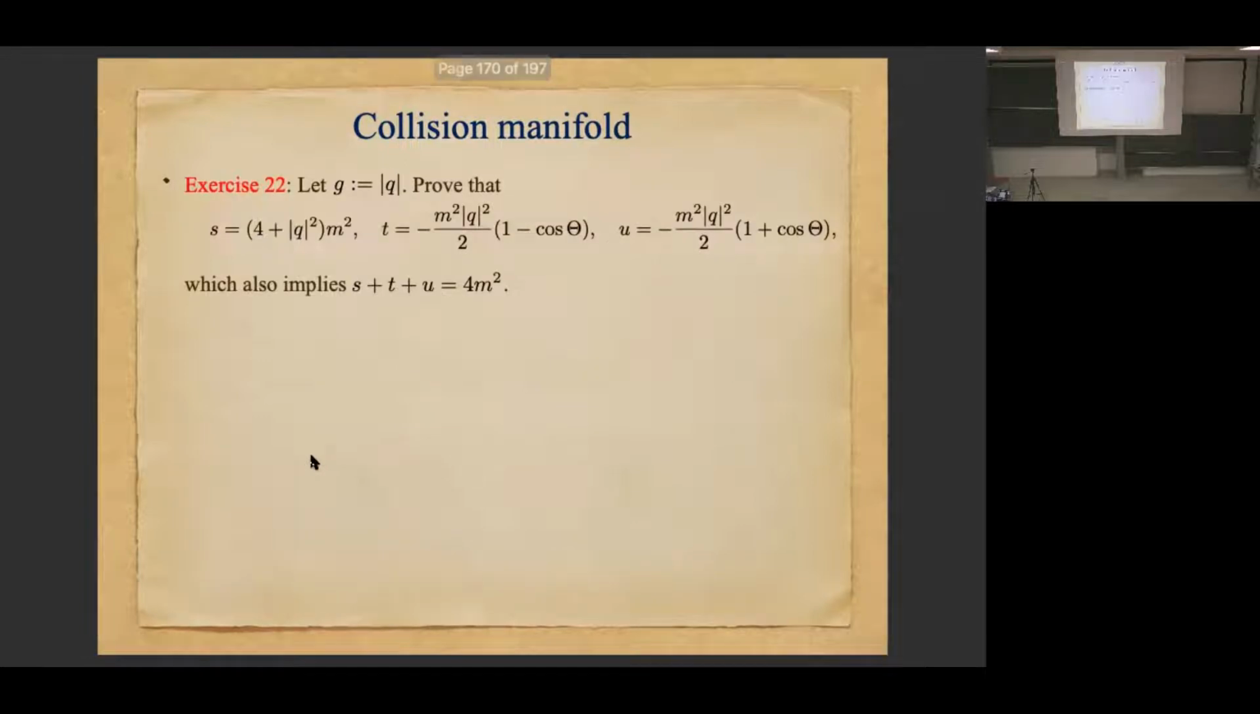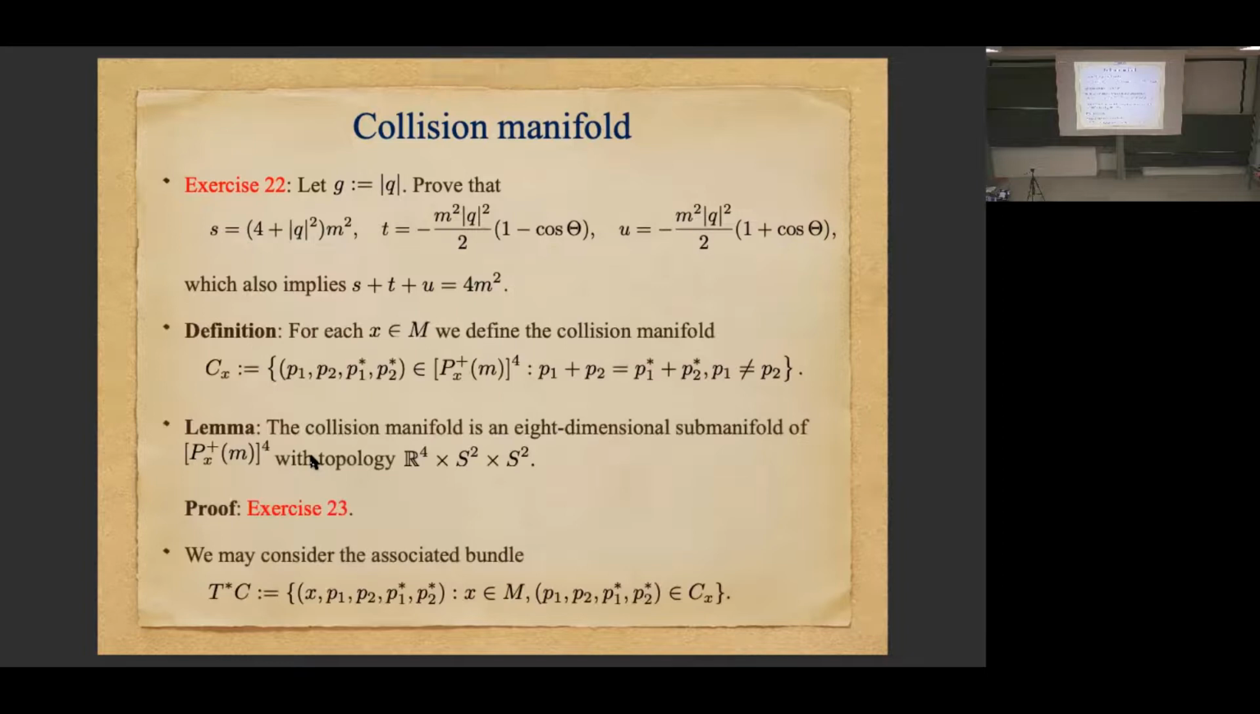And that's, I couldn't resist to put this next exercise because it's nice. So if you denote by G the absolute value of the velocity, then you can express these three Mandelstam variables solely in terms of G and M, of course, and then the scattering angle. Okay, so actually only 2 of them are independent. If you sum the three up, you get 4m squared. Well, and that's actually expected.